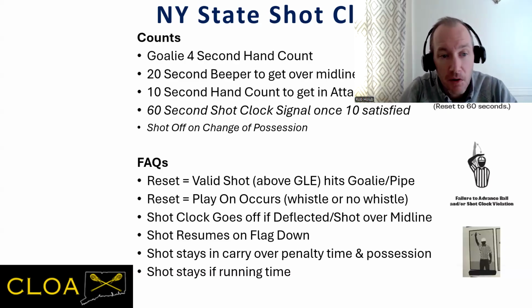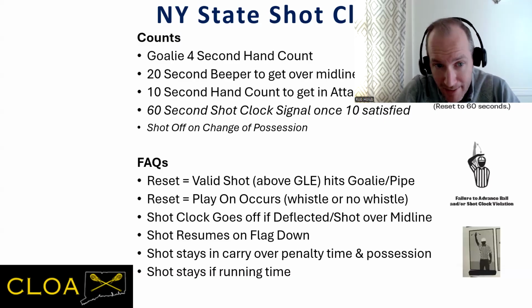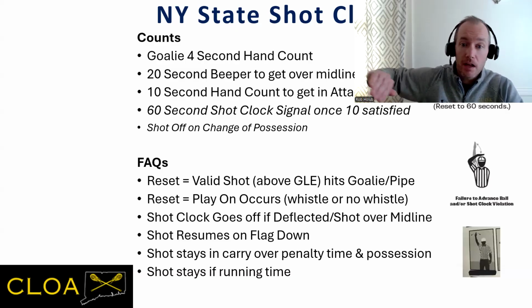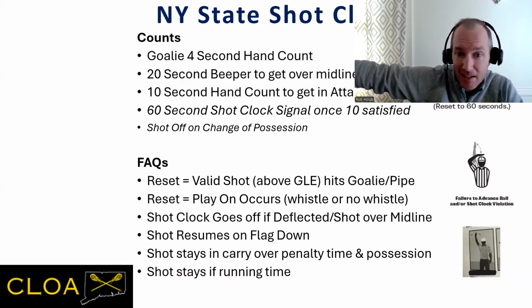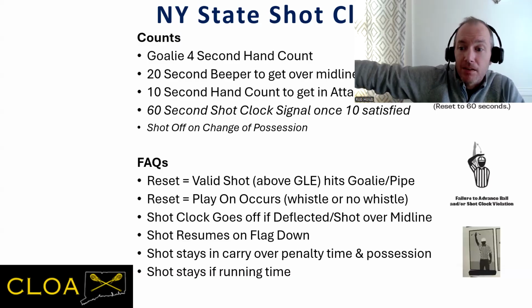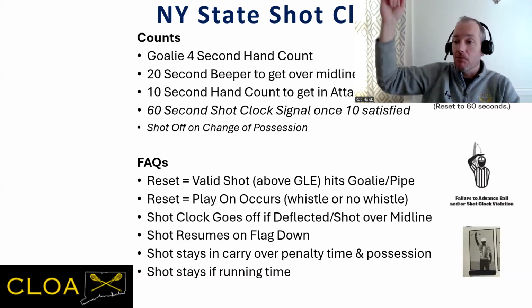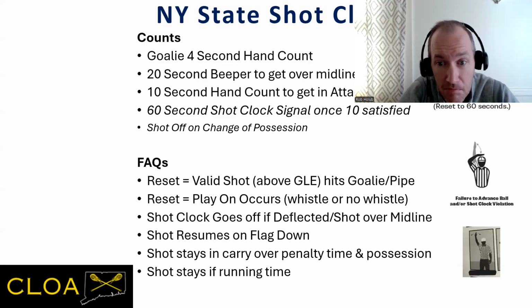Once the ball gets over the midline, we have satisfied the 20-second beeper. Once possession is gained in that offensive half, we start the 10-second count, just like normal. Once they get a touch with possession inside the attack area, we not only satisfy that the 10-second is good by pointing down, but now we put on a 60-second clock. And now the 60-second shot clock begins once that 10-second is satisfied.